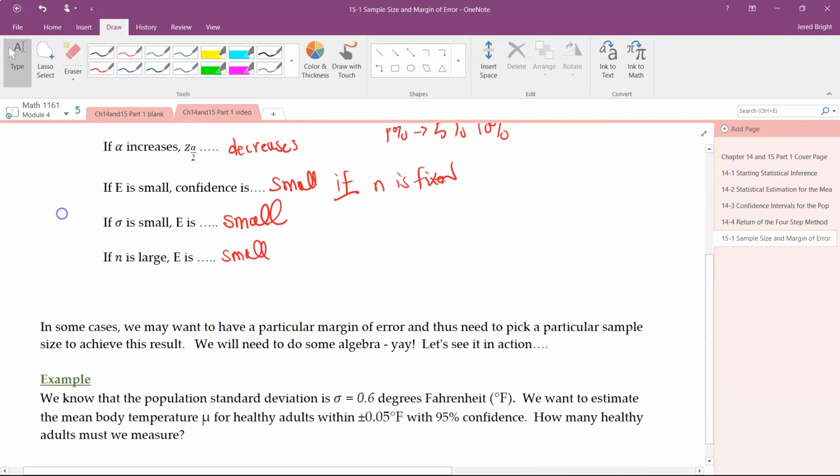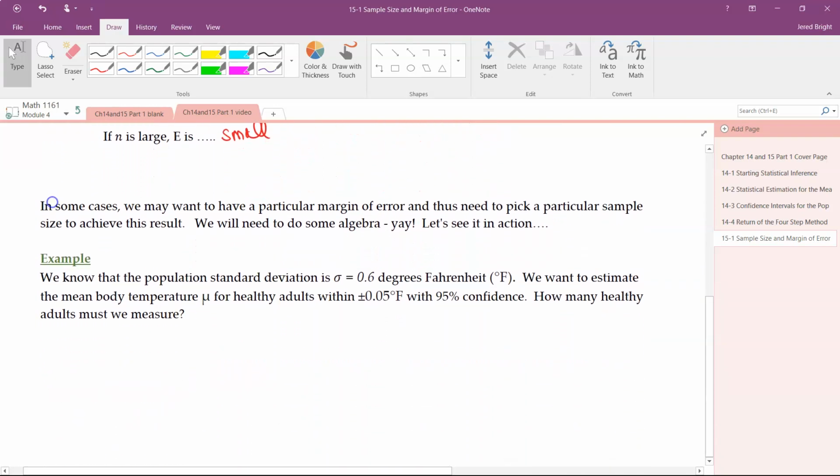The last thing I want to mention is that in some cases we want a margin of error that is very specific, and we can get that. If we know what the margin of error is, we can design for that, but we need a particular sample size, because the z critical value is determined based on the confidence level, and our sigma is going to be fixed as well. So here's the context.